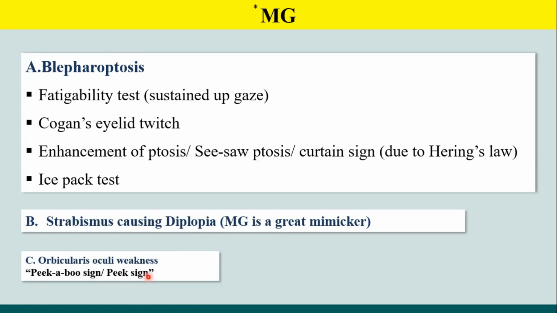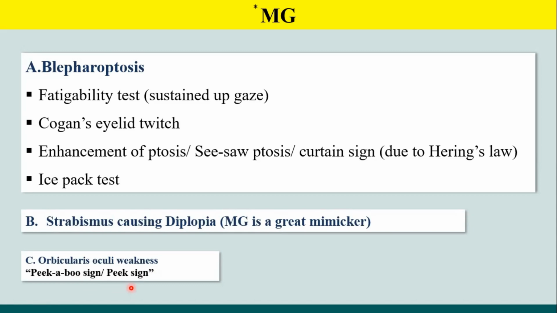For a while, you will end up with lagophthalmos at the end. The patient can't hold this tight closure for too long. So it's like peekaboo, this play game, or like the patient is peeking and opening their eyelids. So once again, you ask the patient to forcibly close or tightly close the eyelids.